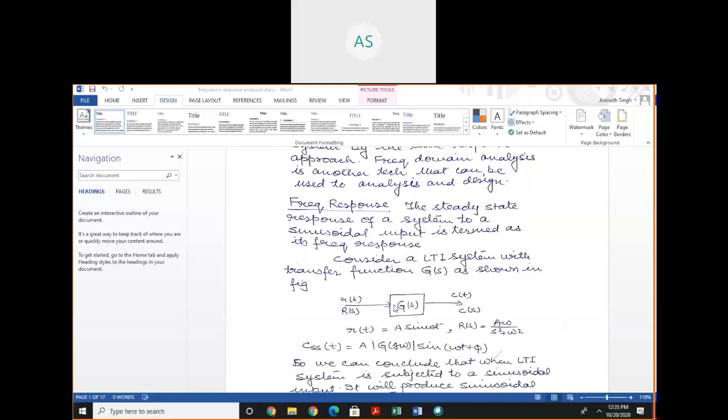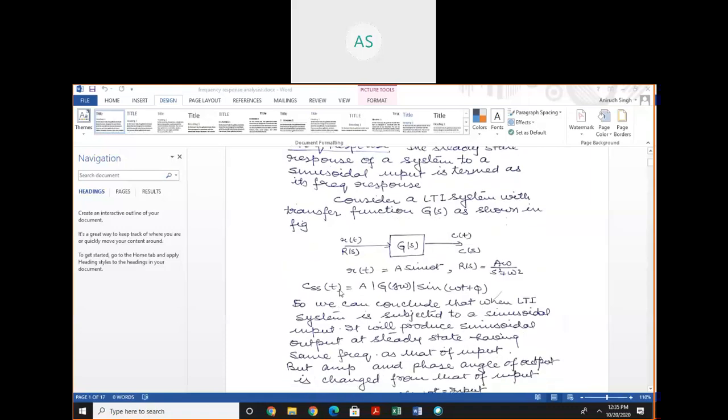Suppose this is an LTI system, and if we give this LTI system a sinusoidal input, we also get a sinusoidal output, but the magnitude and phase of the output are different from the input, while the frequency is the same. If this is an LTI system and r(t) is A sin omega t, then taking the Laplace transform of r(t), we get R(s) equal to A omega divided by s square plus omega square.